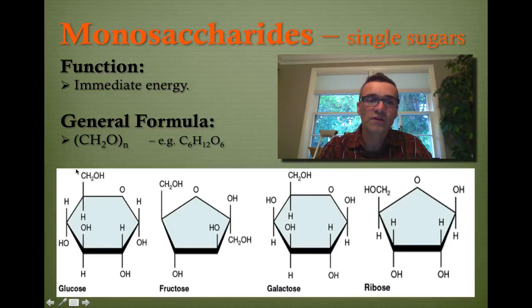So they have this general formula of CH2O, and an example of that would be C6H12O6, and this is a really common formula that you're going to get to know pretty well. It is the formula for glucose, it's the formula for fructose and some other sugars, but not all monosaccharides have that formula. So that's just one example of a monosaccharide.